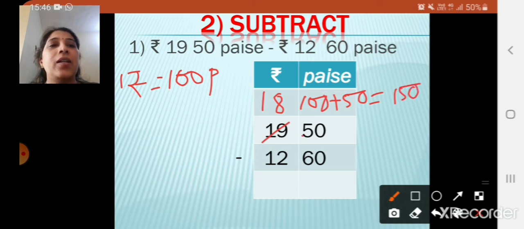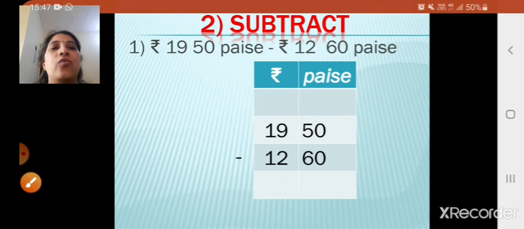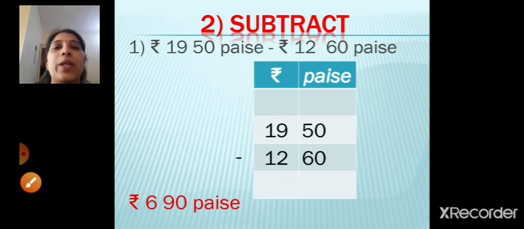150, right? So now 150 minus 60, you can carry out the subtraction. So 0 minus 0 is 0, and 15 minus 6 is 9. So you will write 9. Now in the rupees column, 8 minus 2 is 6, and 1 minus 1 is 0. So what answer you got? 6 rupees 90 paise. So final answer you will write rupees 6 90 paise.